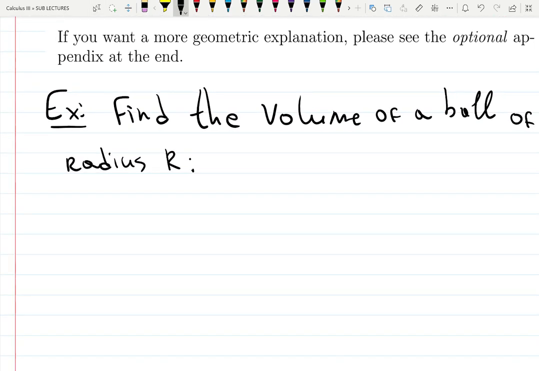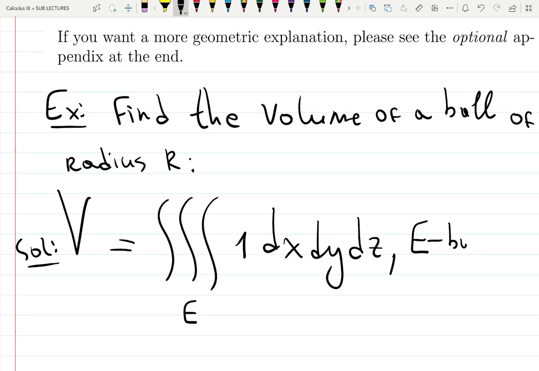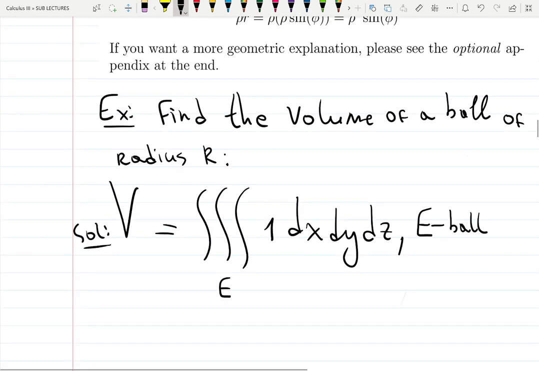Talking about the ball, what is the volume solution? What is the volume of the ball of radius 1? It's going to be the triple integral over E of 1 dx dy dz. You know this from the Cartesian coordinates, where E is a ball of radius r.